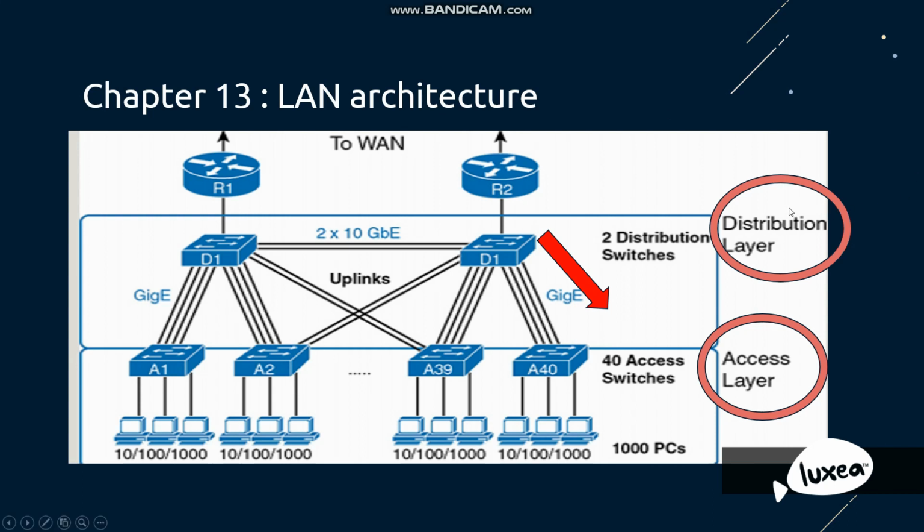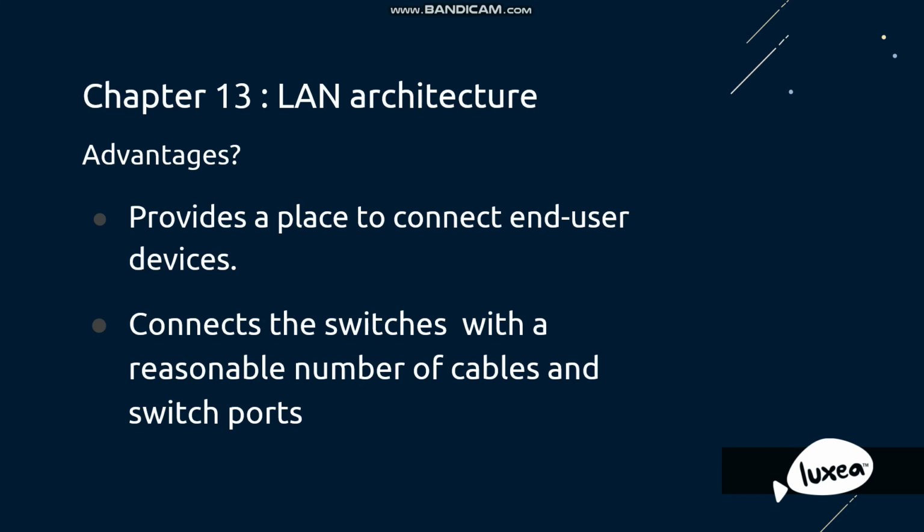Tiers, I'm sorry. So, what are the advantages of two-tier? First, it provides a place to connect end user devices, and it connects the switches with a reasonable number of cables and switch ports, as with four access switches connecting to two distribution switches.